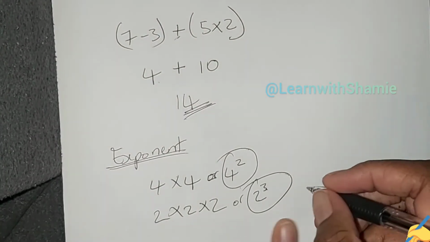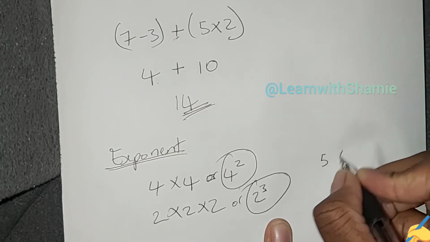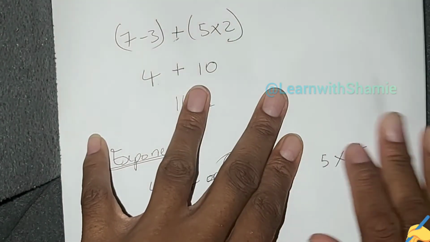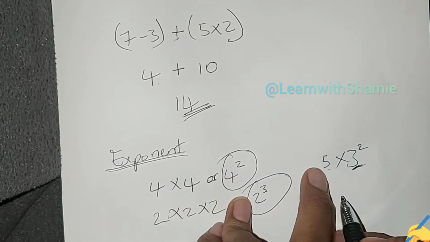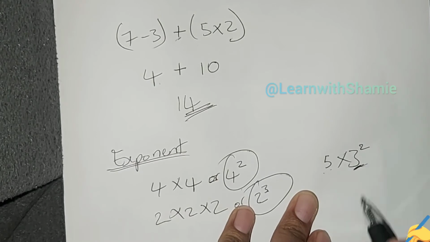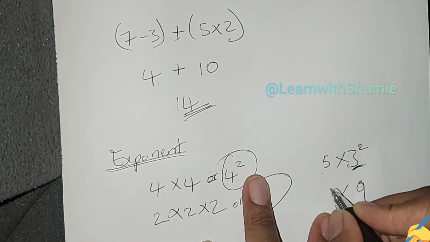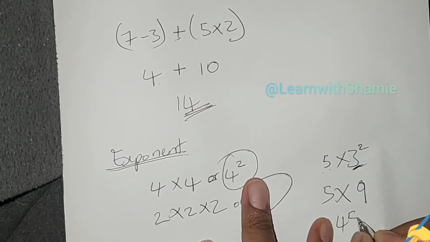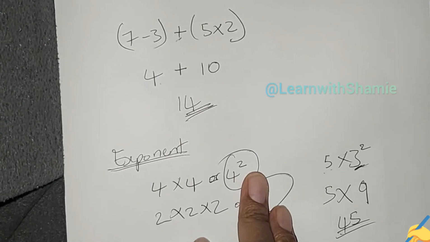So for example, you get the equation 5 times 3 to the second power to be solved. You'd have to simplify the exponent part first. So this exponent is telling you to multiply 3 two times. 3 times 3 would be 9 times 5. 5 times 9 is 45. So 45 would be our final answer.